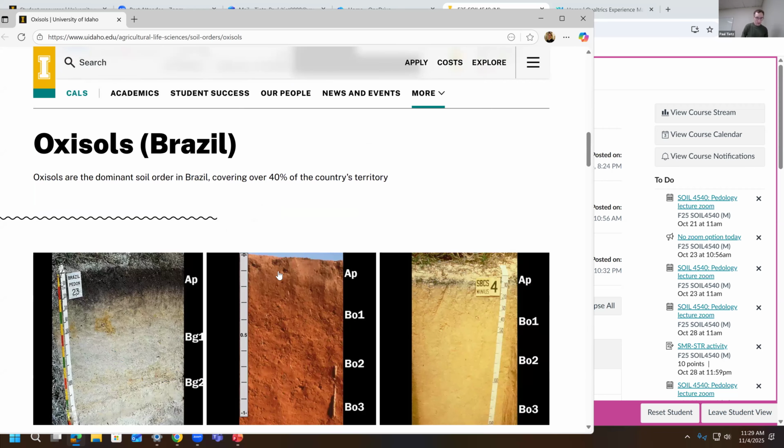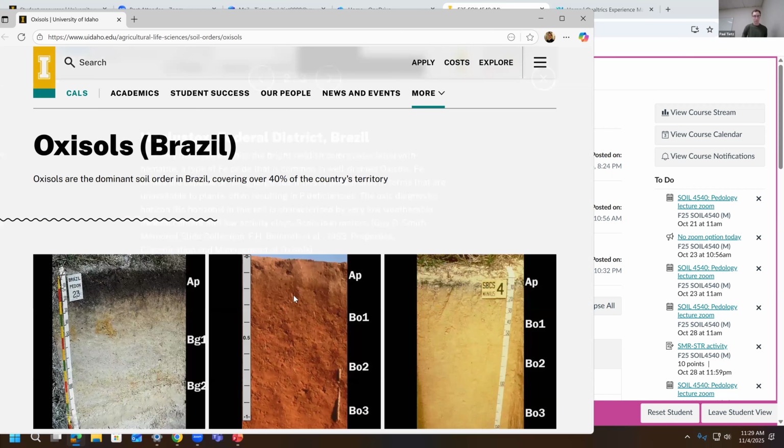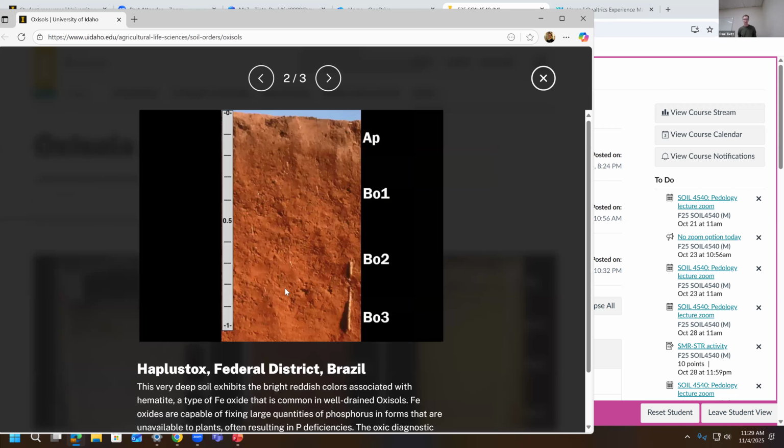Some Oxisol profiles to look at. Let's start with this one. Maybe up to 40% of the total soil representation of Brazil. Haplustox, so it's a very deep soil, bright red colors associated with hematite. So the iron oxide that's left behind when a lot of the silicate is weathering out, silicate leaves iron minerals behind, they develop into hematite, I should say, which gives it this red color.